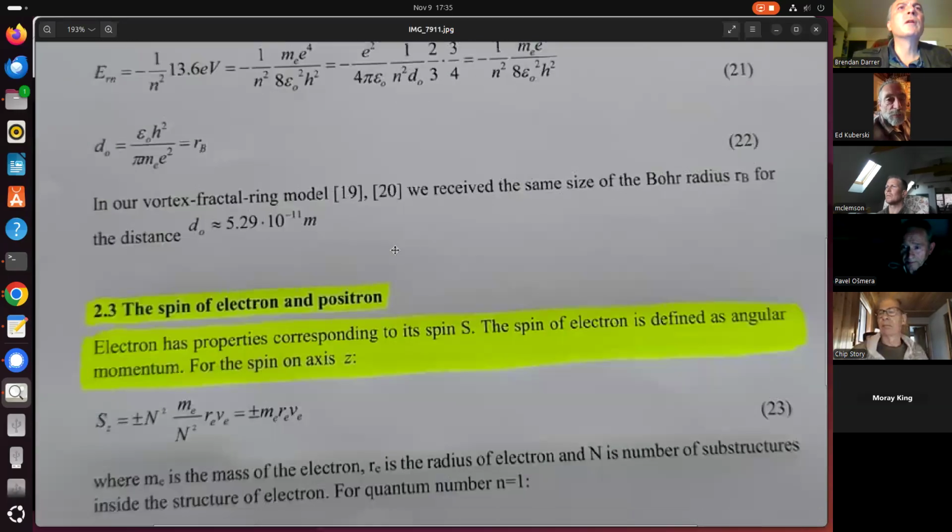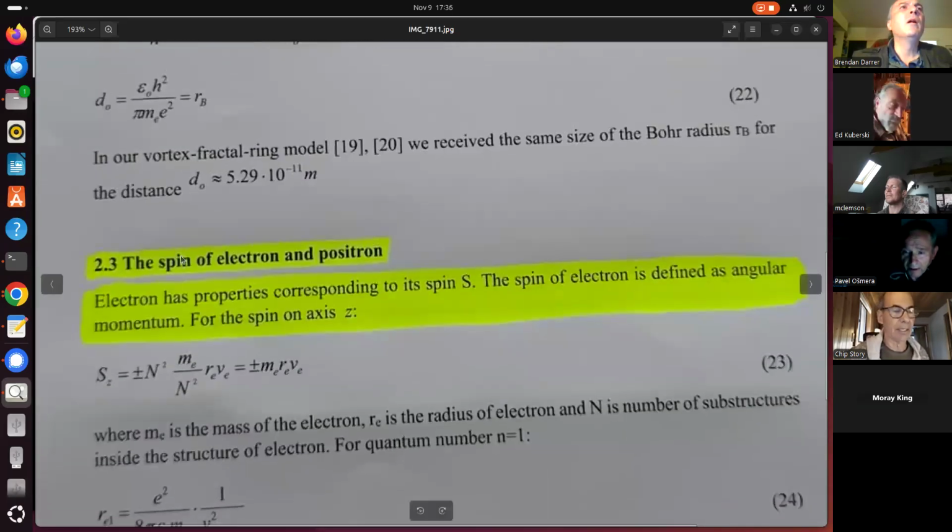Well, it looks like a little relativistic Einstein field equation in there with 8 pi epsilon. I mean, that's a good question Brendan had. I had the same question.